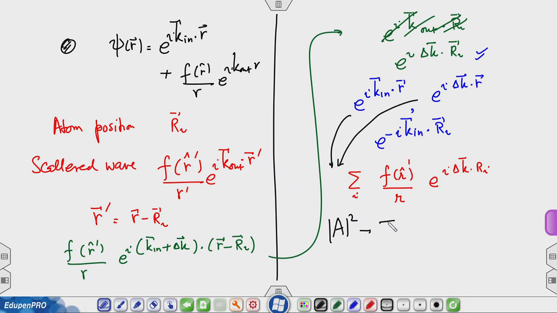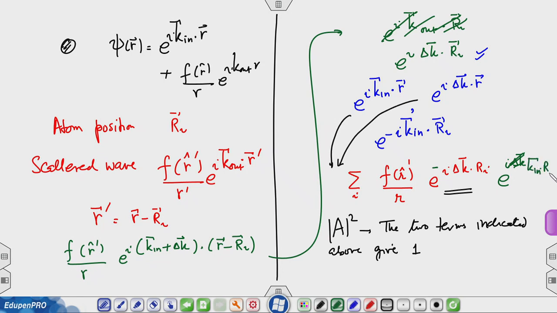So, the two terms indicated above give 1. The third term cancels because you see this is only for the phase for only the outgoing wave. The incoming wave also picks up a phase e raised to, this was a minus sign, i delta k, k_n dot r_i, and that combined with this gives you 1.